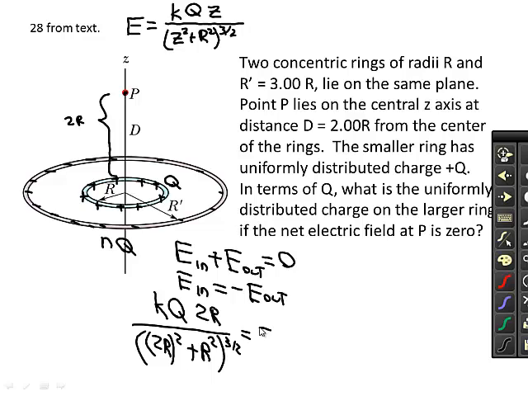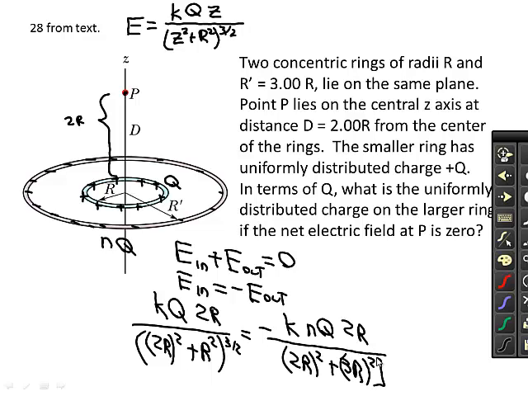Okay, and then the outer guy, we're going to have K, N times Q, or Q outer. We're still 2R above it, so Z becomes 2R. On the bottom, Z is still 2R, but it's 2R quantity squared. And R, the radius of the big guy, is 3R. So I've got 3R squared. And the whole thing is raised to the 3/2 power. And then you just go for it. Okay?